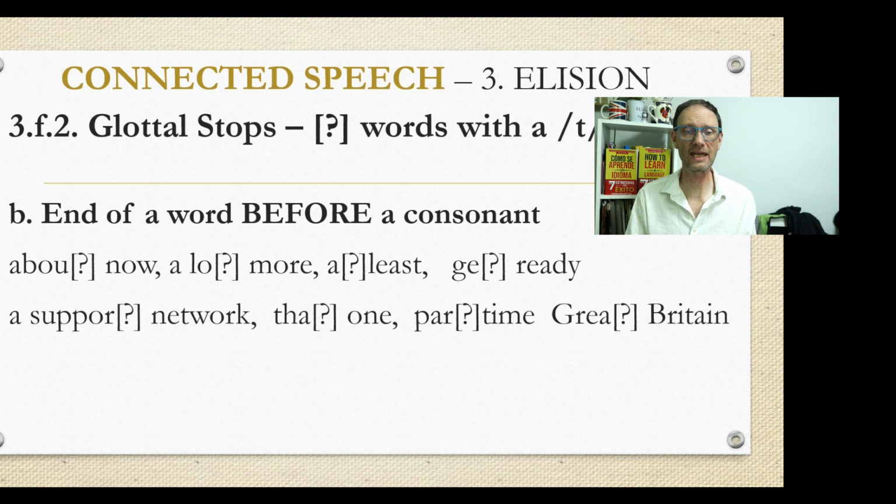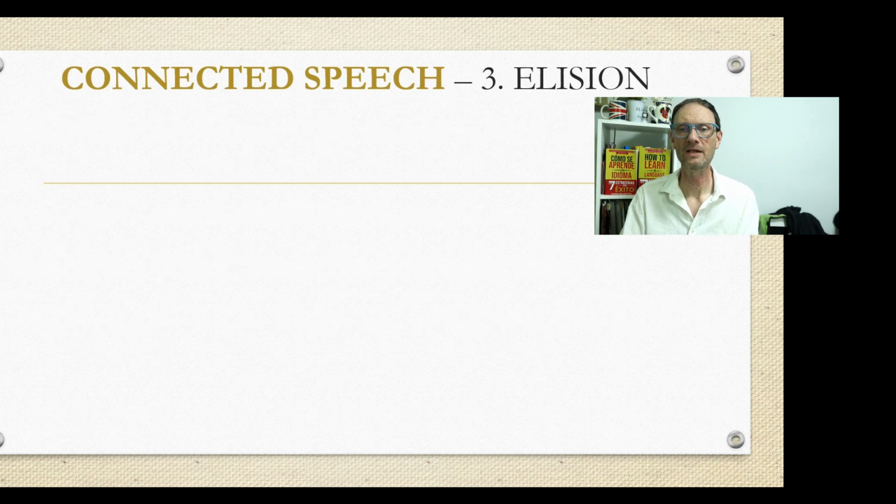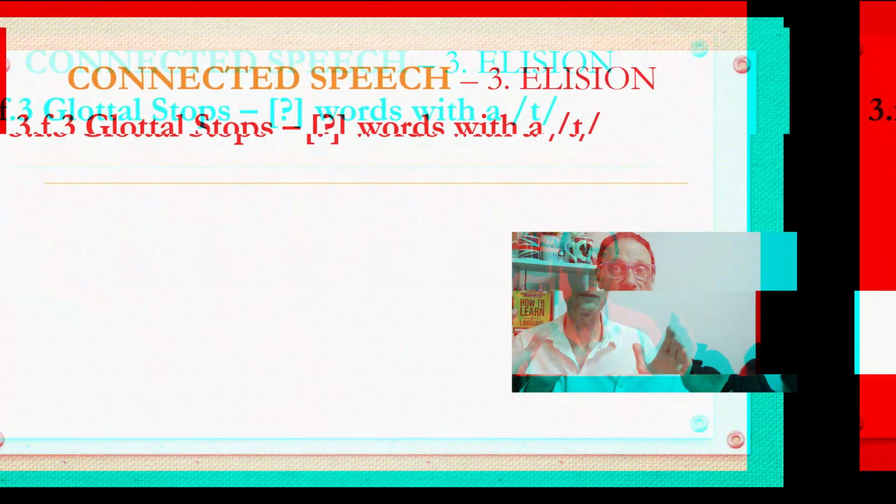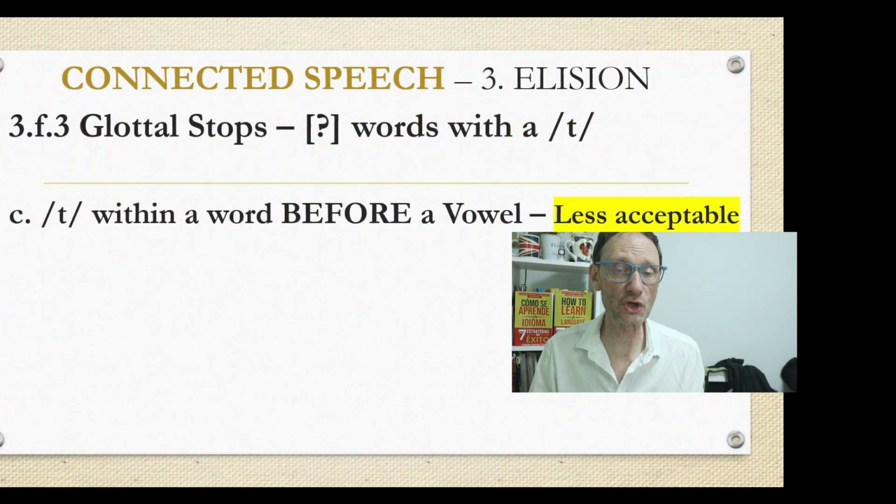Another option here is, well, some more examples, a support network. That one. Part-time. Great Britain. Great Britain. So it's before another consonant. Again, it's normal and acceptable. So let's look. Now we come to a third use of the glottal stop with the T.